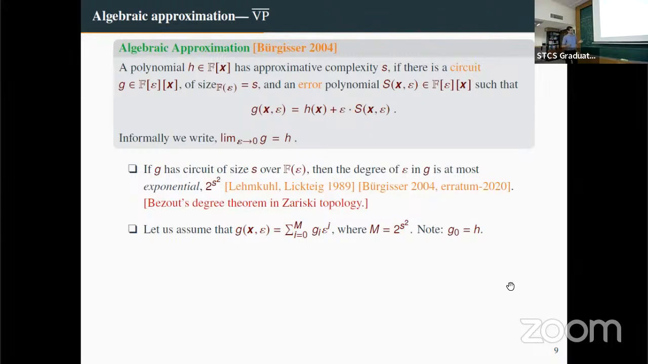And obviously it will not give you a result, because the degree m is 2 raised to s square. So this is just saying that G0's complexity, or H's complexity, is exponential, although G was polynomial. So the gap you are getting is polynomial to exponential. This is not a result.